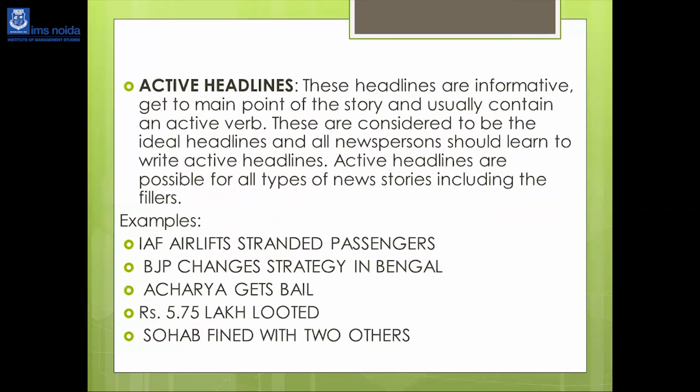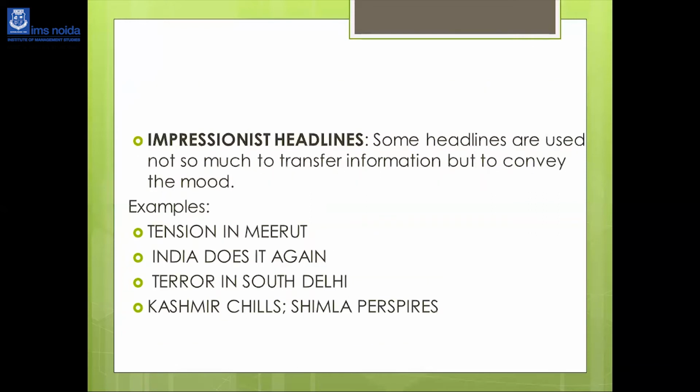Active headlines. These headlines are informative, get to the main point of the story, and usually contain an active verb. These are considered to be the ideal headlines, and all newspapers should learn to write active headlines. Active headlines are possible for all types of news stories, including the fillers. Example: IAF airlift stranded passengers. BJP changes strategy in Bengal. Acharya gets bail. Rupees 5.7 lakh looted. So these all are examples of active headlines.